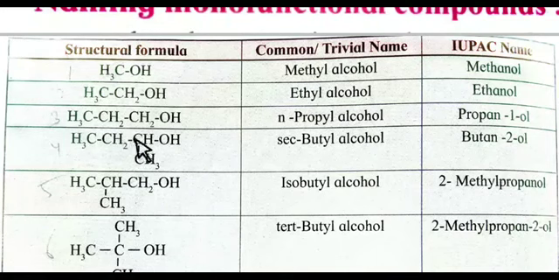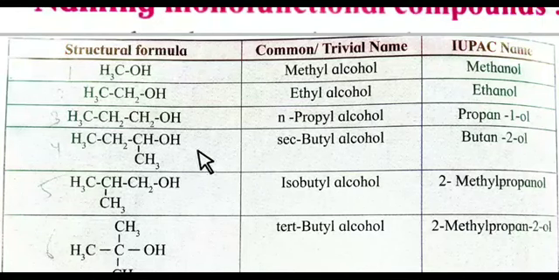It means that it contains a normal, longest chain. That's why it starts with a small n. If there is no branch, it is a normal longest chain. It means the common name starts with a small n. So it is n, and three carbon atoms means propyl, and ROH means alcohol. So it is n-propyl alcohol.